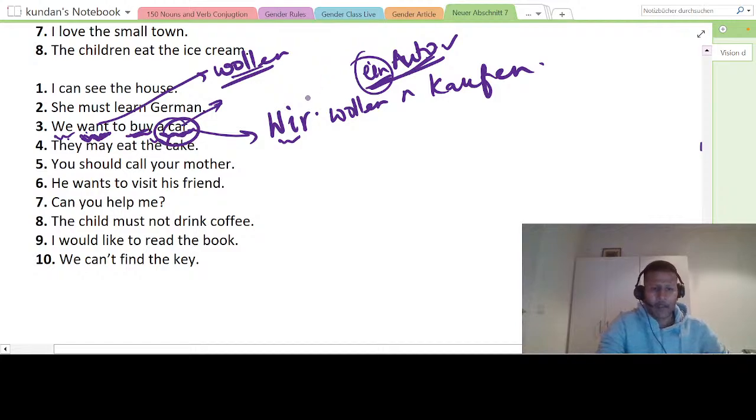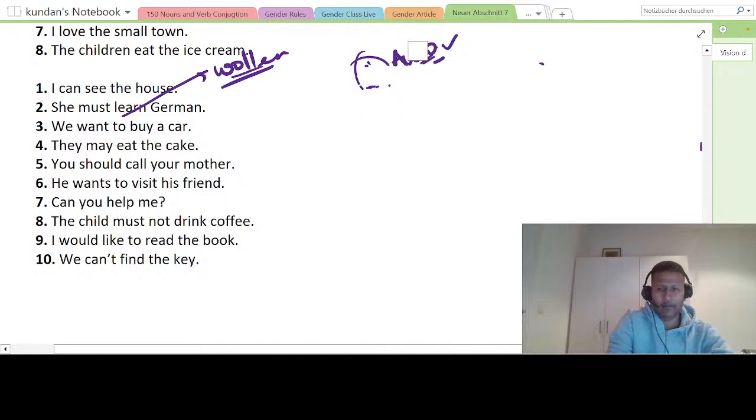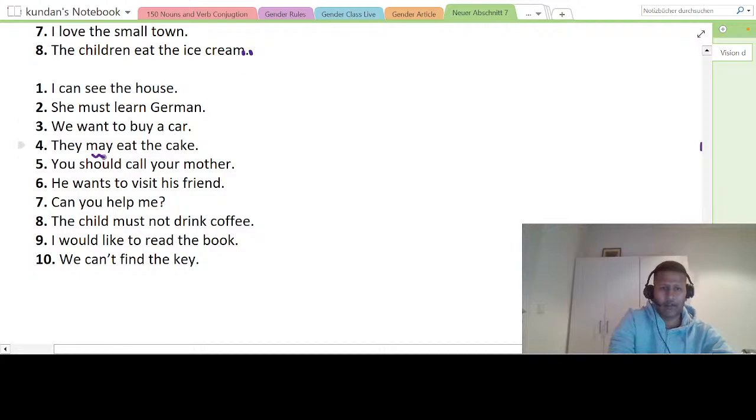All right. So now question number 4. Let me see who can make it first. They may eat the cake. You are allowing someone, okay, they may eat the cake. So I will tell you the words. May is dürfen, cake is der Kuchen, eat is essen, and they is sie. Let me see who can make this first.